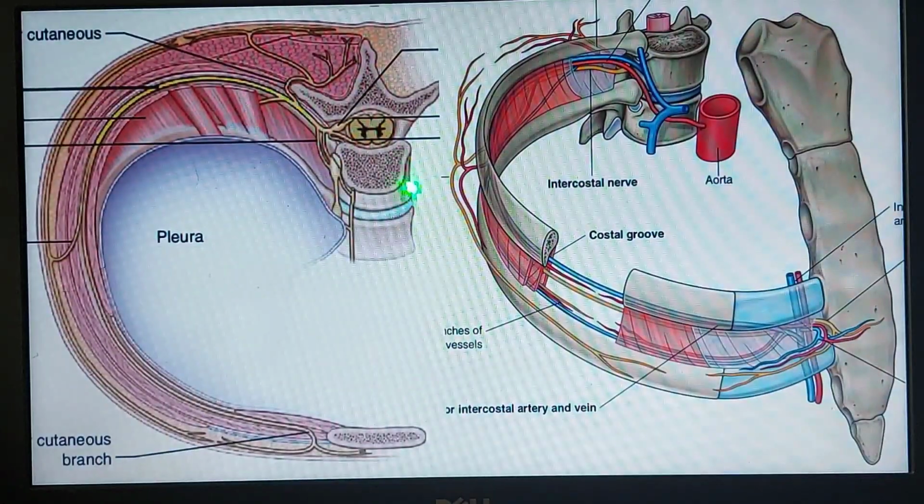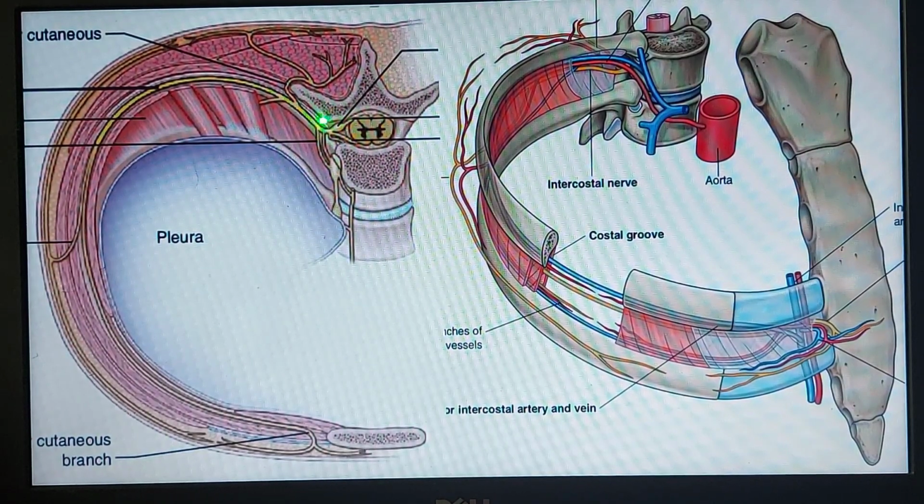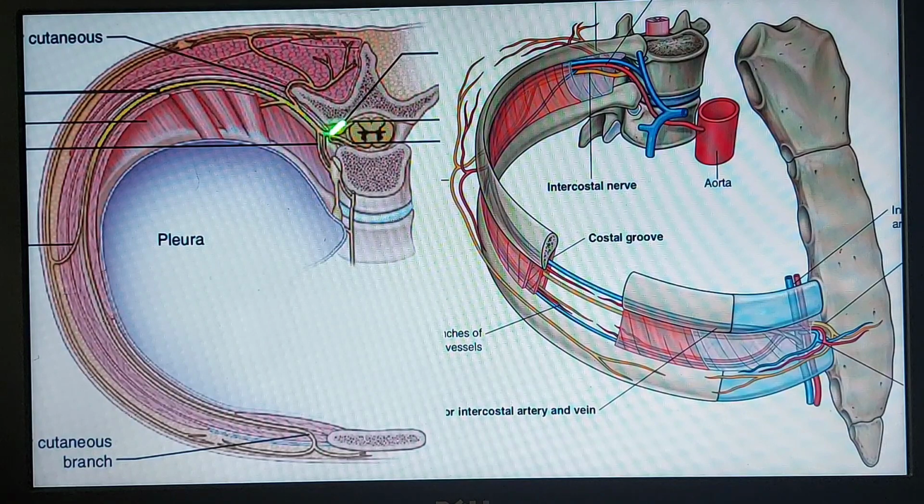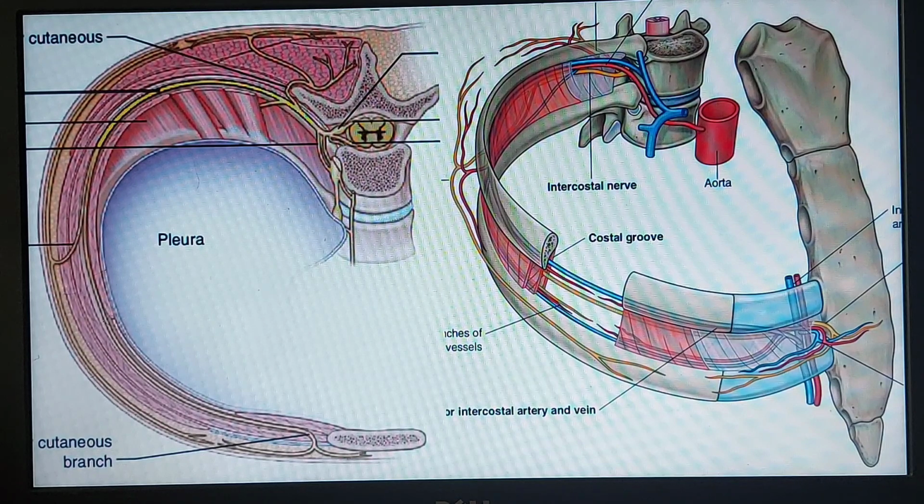Now, if we see the typical intercostal nerve, it passes in between the innermost intercostal and the internal intercostal muscle. They enter through the posterior intercostal membrane into this costal groove, and in this course it gives some branch to these muscles, that is muscular branch. They also give some cutaneous branch. This is the lateral cutaneous branch and the anterior cutaneous branch.